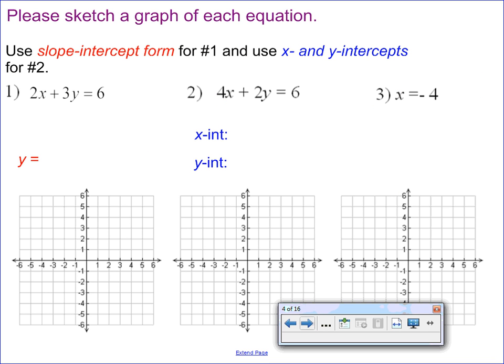Let's go ahead and remind you about our linear functions. So slope-intercept form, we use for number 1. We use x and y intercepts for number 2, and then it looks like number 3 is a special. So everybody, let's keep going with your review.